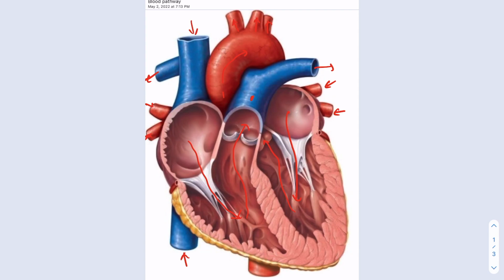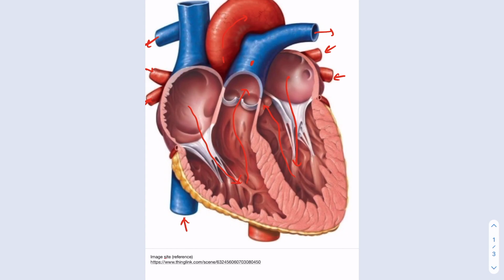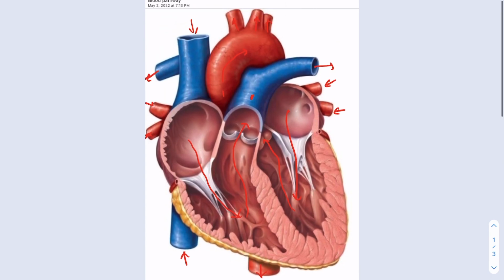The last option is the blood can go through the descending aorta or the thoracic aorta, which is at the bottom, and then it becomes abdominal aorta. So that is basically the blood pathway.